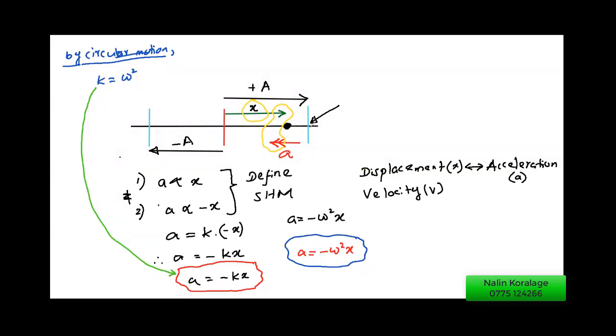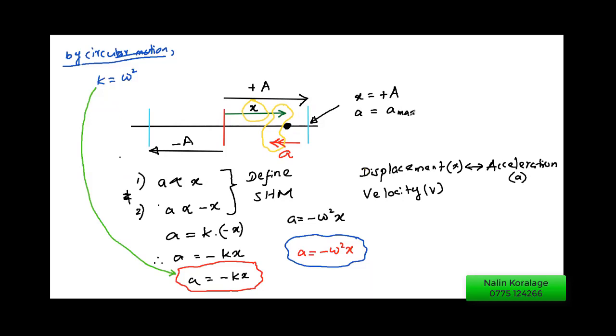When the particle reaches this extreme, the particle's displacement is going to be the maximum. So I'm going to write displacement is maximum, x maximum, which is plus A. That's the maximum. Then, just after talking about the displacement, mention the acceleration, because they are interconnected. Displacement maximum, so acceleration is also going to be maximum. So I'm going to say a is equal to a max.